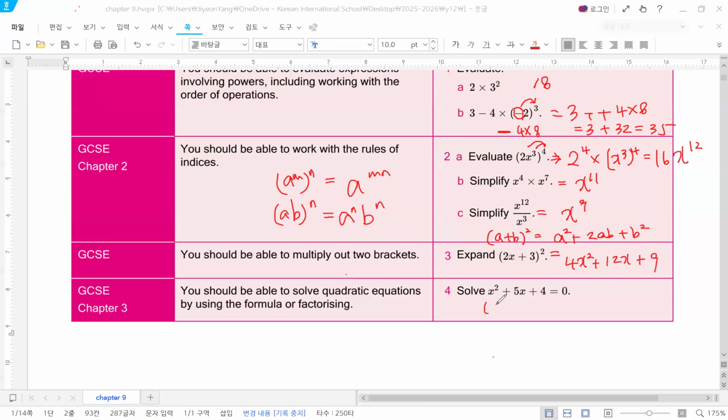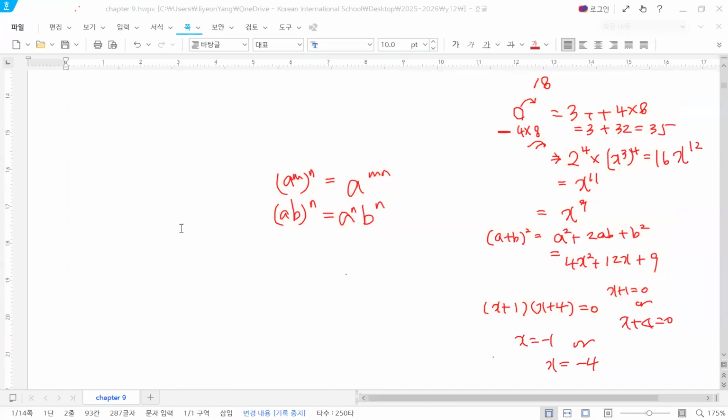If you factorize this quadratic expression, it's going to be x plus 1 times x plus 4 equals 0. Therefore, x plus 1 equals 0 or x plus 4 equals 0. Therefore, either x equals negative 1 or x equals negative 4 is the answer of this question. Let's move to the next page, students.